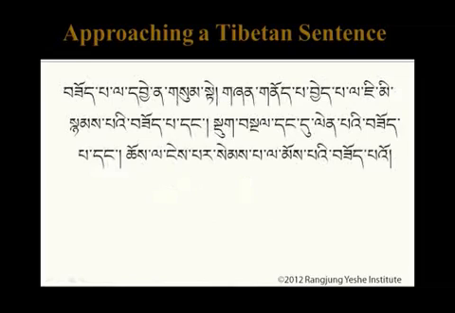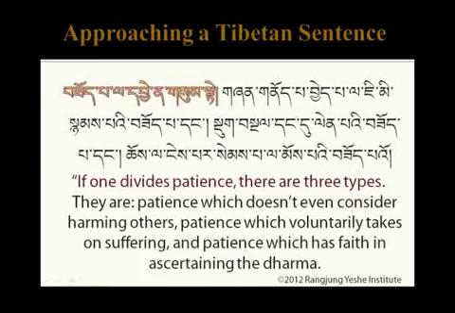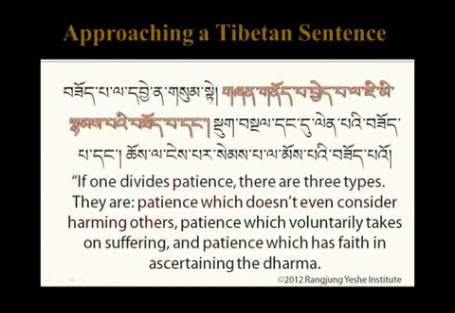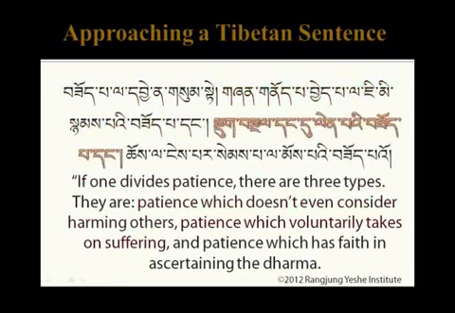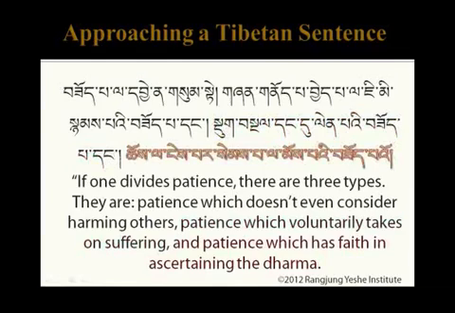So now we have all of these smaller phrases translated. At this point, we can read the whole string of sentences together. If one divides patience, there are three types. They are patience which doesn't even consider harming others, patience which voluntarily takes on suffering, and patience which has faith in ascertaining the Dharma. Remember, if you break up a long sentence into smaller parts, it's easier to understand.